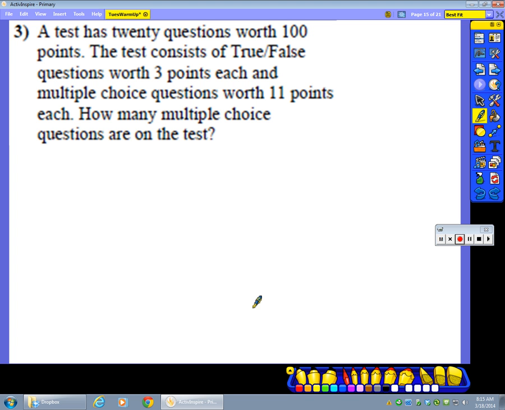So this is what we're going to do: we're looking for facts that have something in common. The very first thing I'm going to do is look for things that are talking about points. Okay, so I've got that the total number of points is 100. So everything is going to equal 100 points.